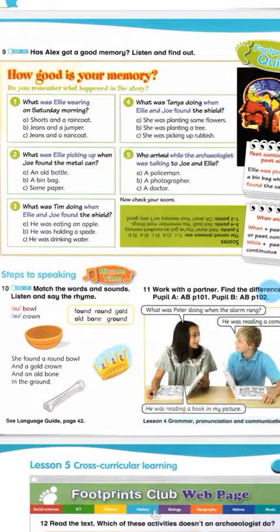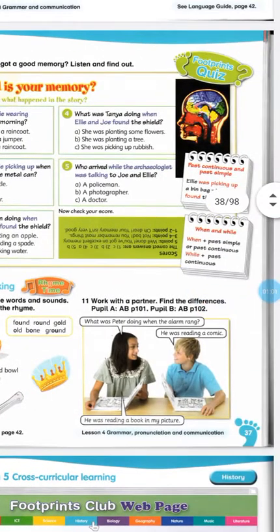The second question. Be awake. What was Tanya doing when Ellie and Joe found the shield?